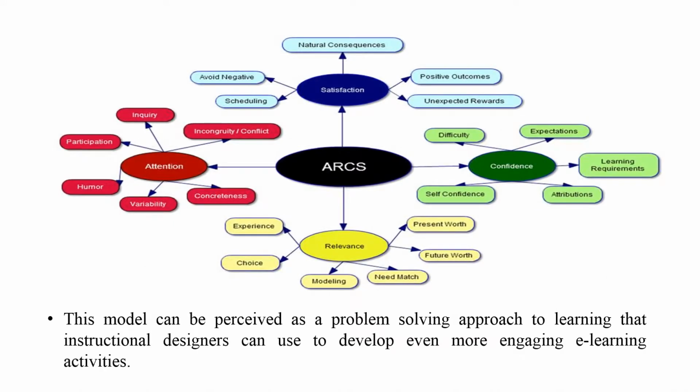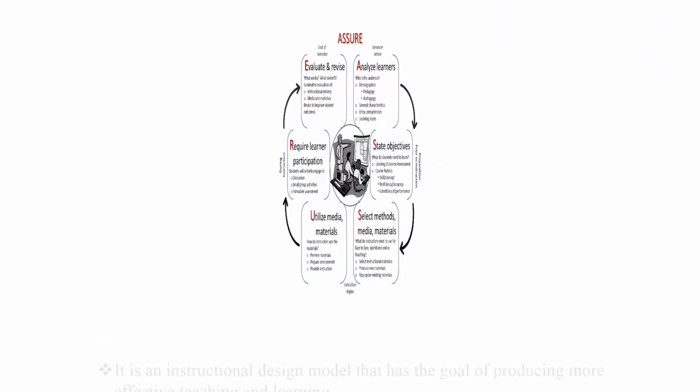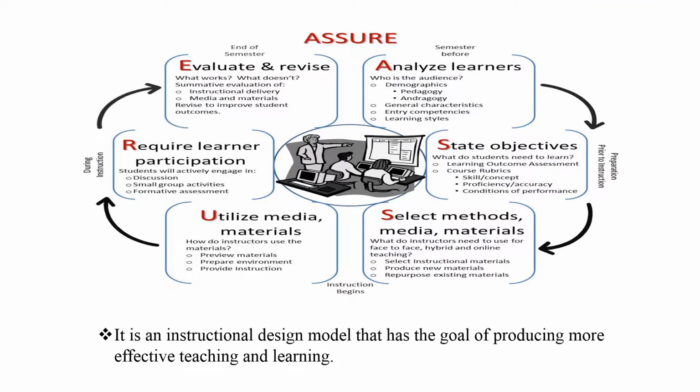ARCS model is an acronym for Attention-Getting Strategies, Relevance-Producing Strategies, Confidence-Building Strategies, and Satisfaction-Generating Strategies. This model can be perceived as a problem-solving approach to learning that instructional designers can use to develop even more engaging e-learning activities. The ASSURE model contains 6 steps and the letters in ASSURE form an acronym.